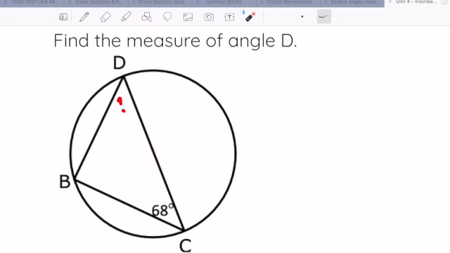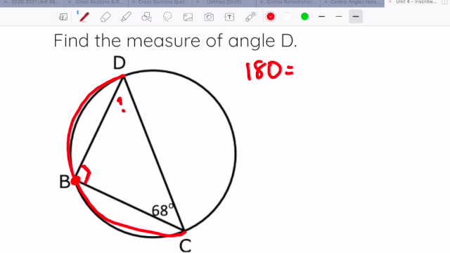That means that angle B is a right angle because diameters form semicircles, and our angle B is inscribed on a semicircle. So I know that angle B is a right angle. Remember, guys, the total measure of the inside of a triangle is 180 degrees. So if I want to find the measure of angle D up here, all I have to do is subtract 180 minus 68 minus 90.